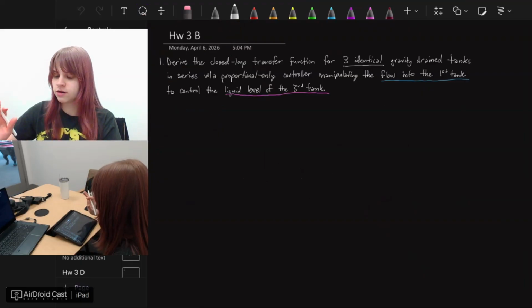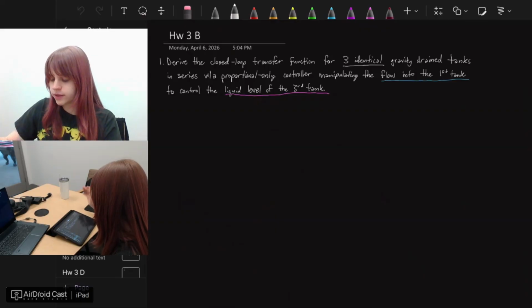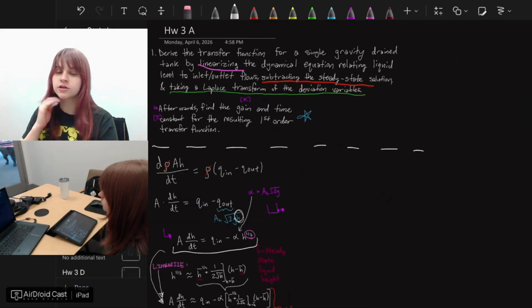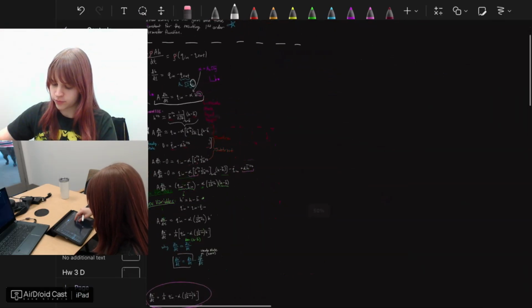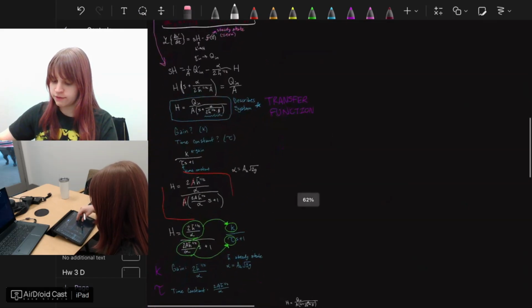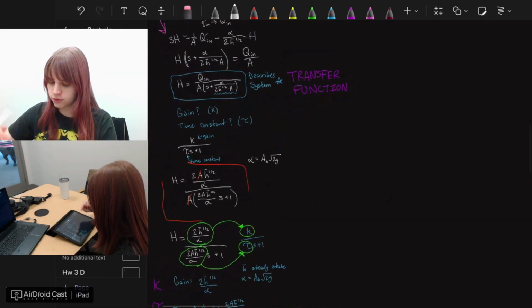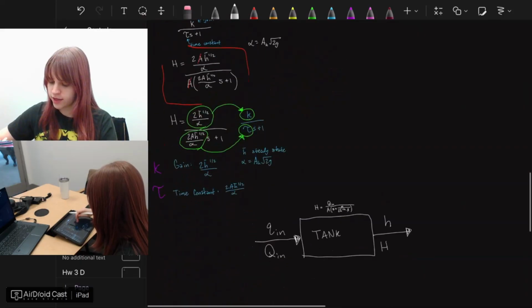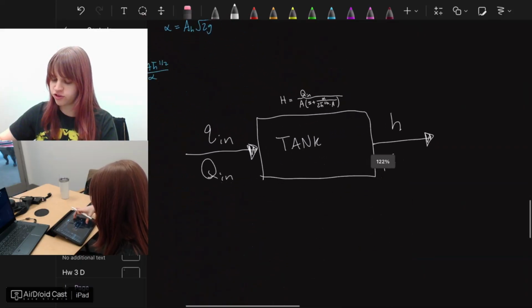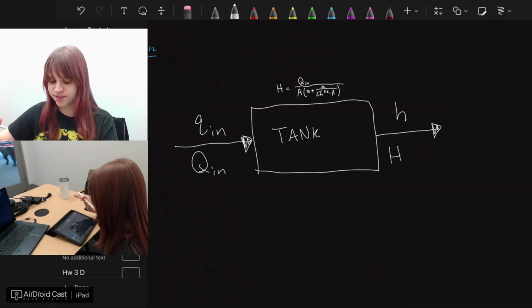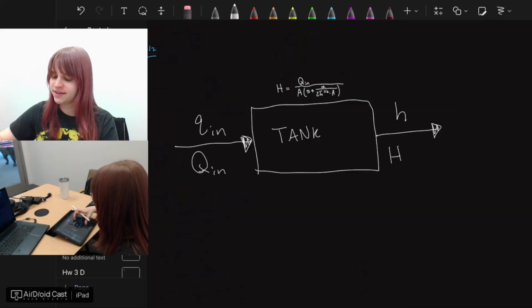In the next video, we are going to move on to 3 identical gravity drained tanks rather than just a single tank. So this was more of an introduction to how to get around that, and hopefully we can just hit the ground running in the second part of this homework.